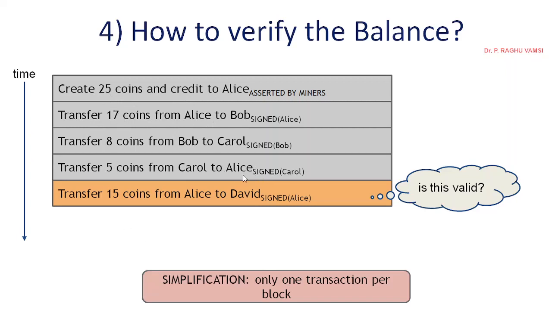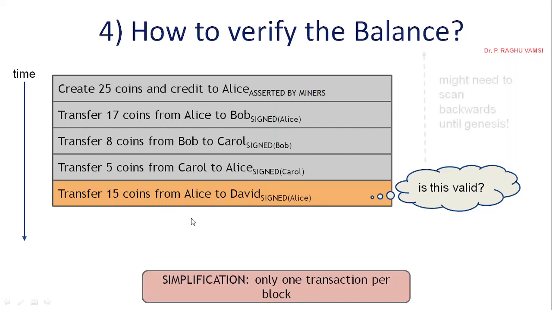That means Alice currently has 12 coins only, but Alice is trying to send 15 coins to David. So is it a valid transaction? How will we come to know? Whenever you write in a sequential order like this, it is very difficult to identify. The main problem is this, assuming only one transaction per block. If you write everything in a sequential fashion without any reference, it is very difficult to understand whether Alice really has 15 coins in his account or not.